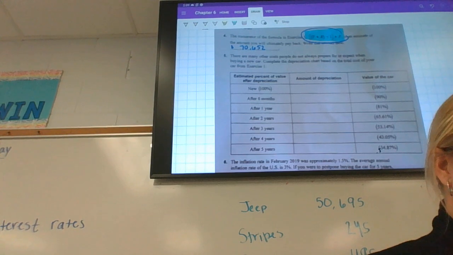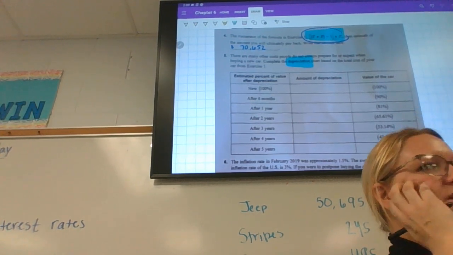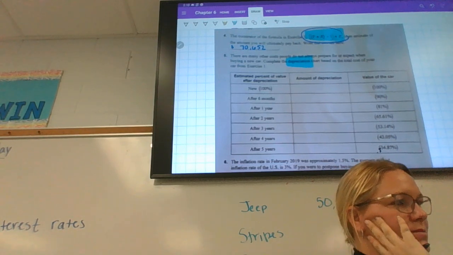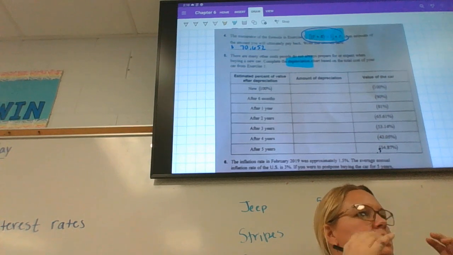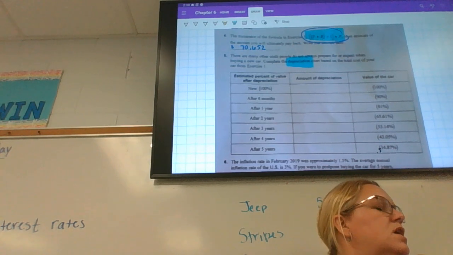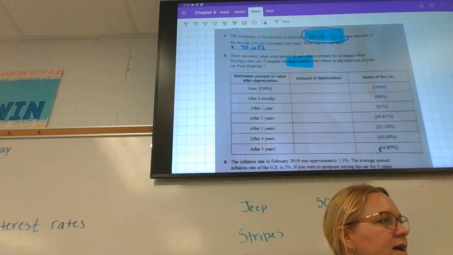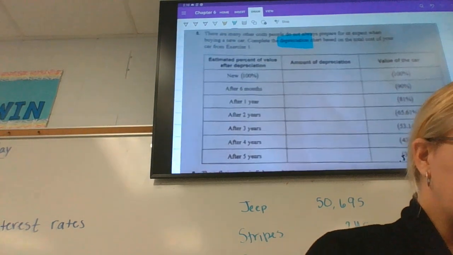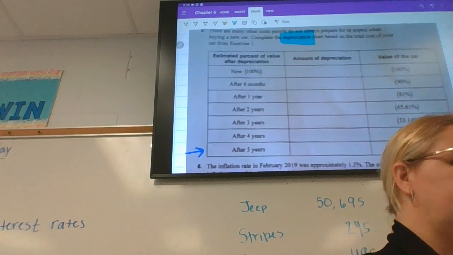Okay, so now I have a new word for you, depreciation. Who knows what depreciation means? Yeah, like the opposite of appreciate. Depreciate means to lose value. So every year your car is worth less as it gets older and you use it. So we're gonna see how much that car will be worth in 5 years.